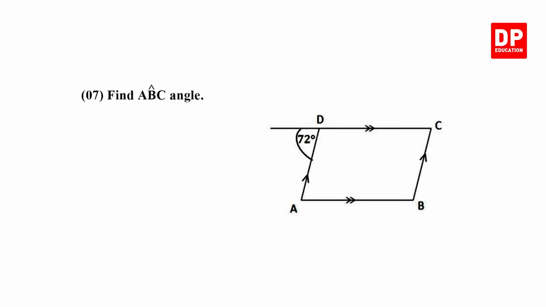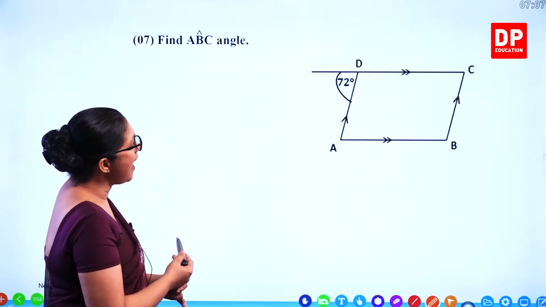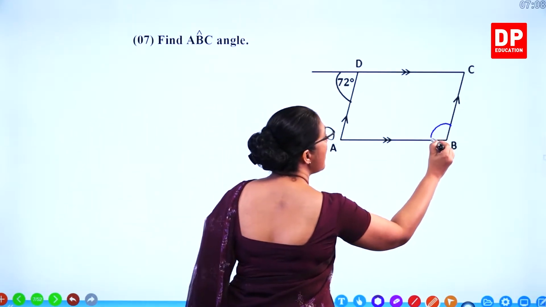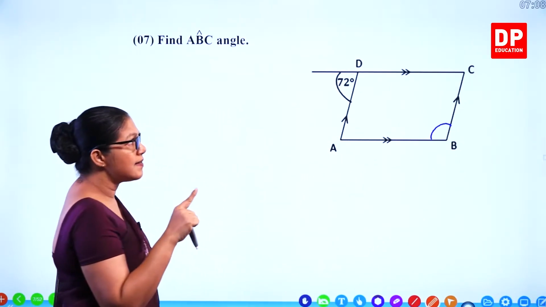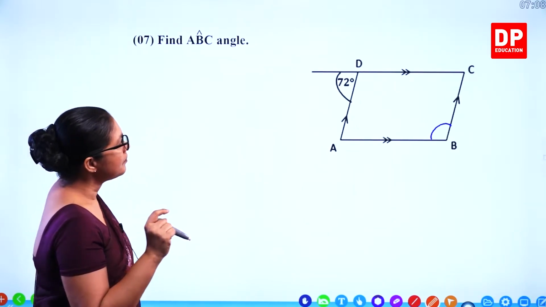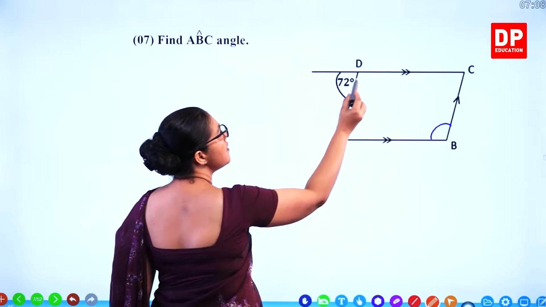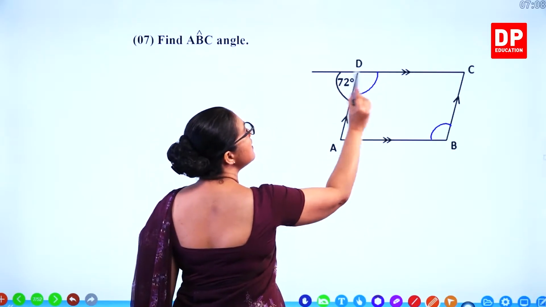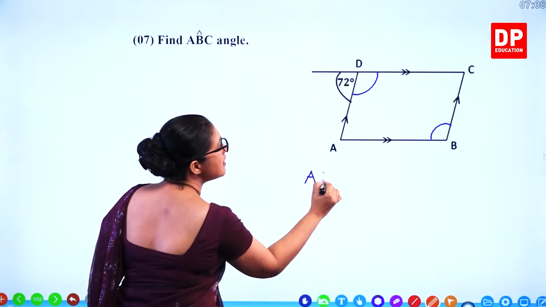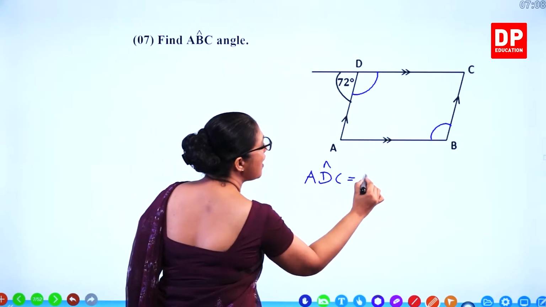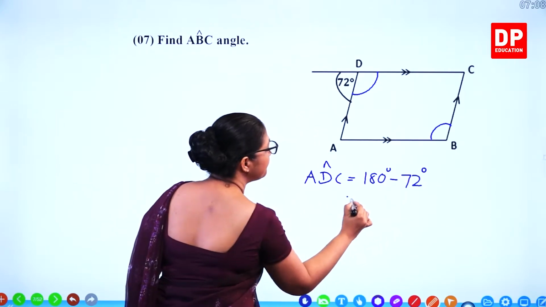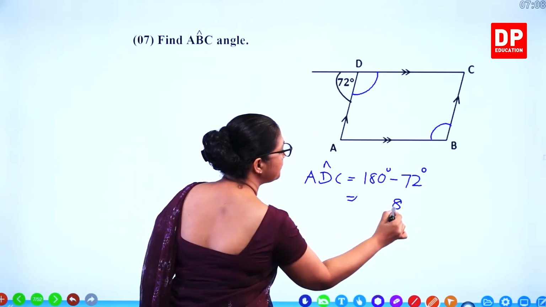Question number 7. Find angle ABC. Where's ABC? So this angle we need to find. And this is a parallelogram. So how can we find that? If this is 72, what is this angle? This is a straight line. So ADC becomes 180 minus 72. So what's that? You get 108.